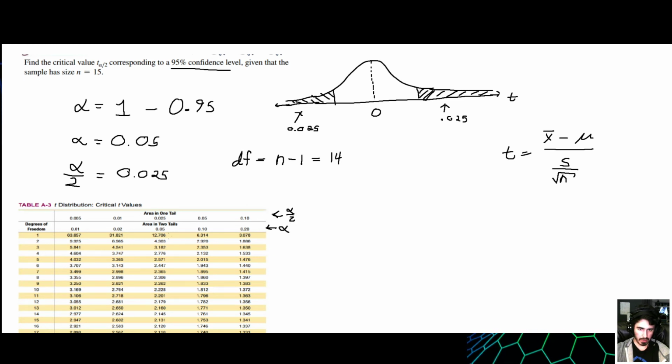And you can look at either one of these, but we need alpha over 2, or alpha equals 0.05, and we need the degrees of freedom of 14. So we go to 14 over here, and then we go to 0.05 at the top, and we find their intersection, which is going to be 2.145. So our critical t value is going to be 2.145.